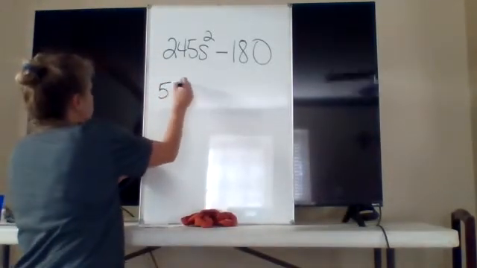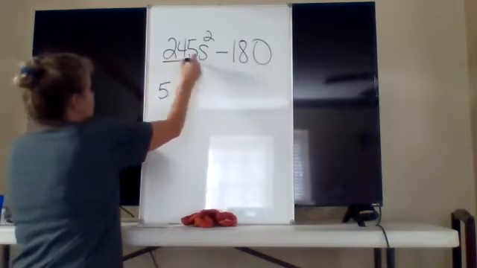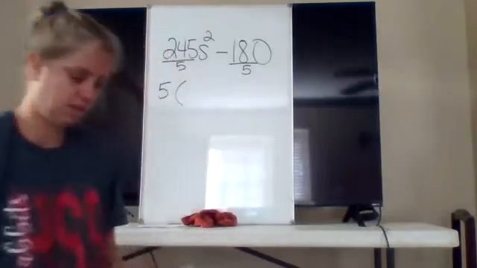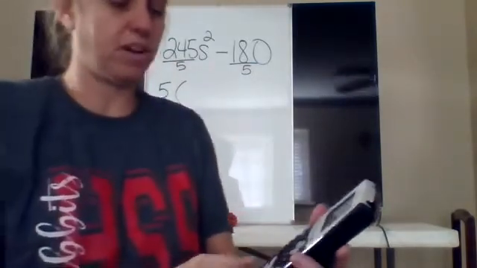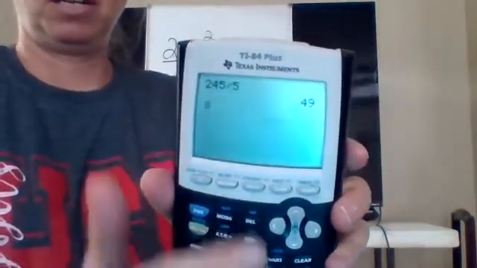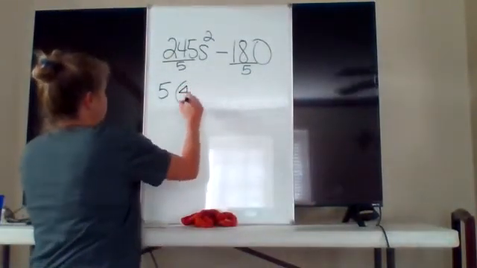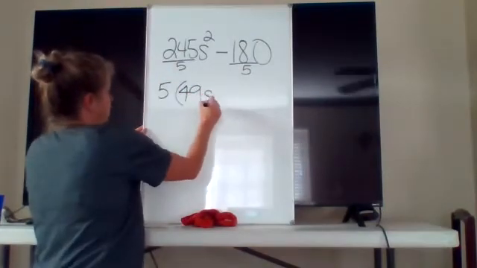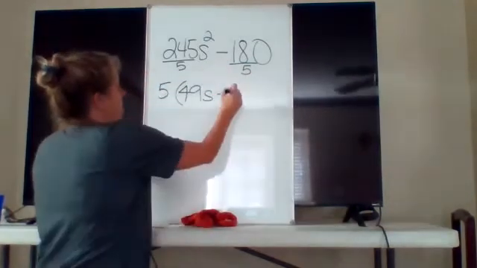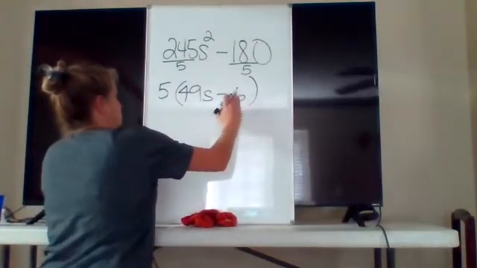So if I pull out a 5, put in parentheses what is left, which means I need to divide both of these by 5. So let's see, if I do the first one, 245 divided by 5 gives me 49. Bring down my s squared. Minus 180 divided by 5. So if I divide that by 5, it gives me 6. Oh, no, that gives me 36.